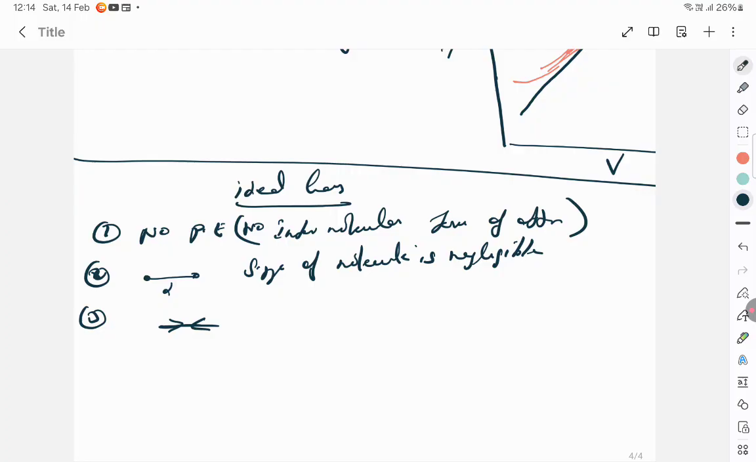The density should always remain a constant. Throughout, the density is considered to be a constant. Density is not varying. Okay, so those are the properties of an ideal gas.